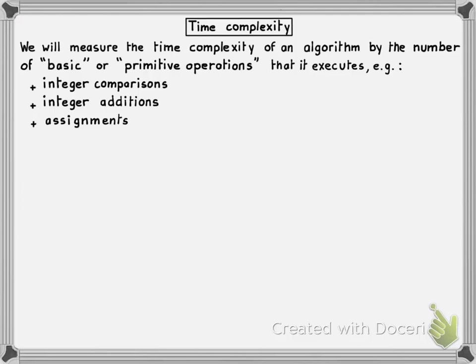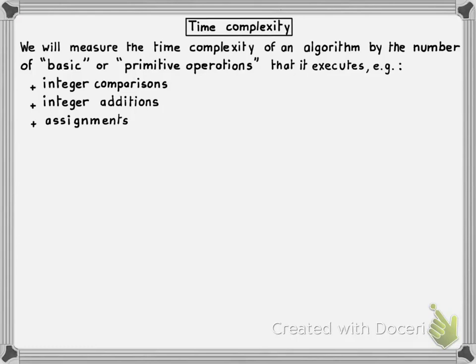Now sure, some computers will be able to do comparisons faster than others, but that's an implementation detail. What we want to assess is the time complexity of the algorithm itself. So to compare two algorithms in this scheme, we're going to compare the total number of primitive operations that each algorithm executes. And so the most efficient algorithm will be the one that executes the smallest number of primitive operations.